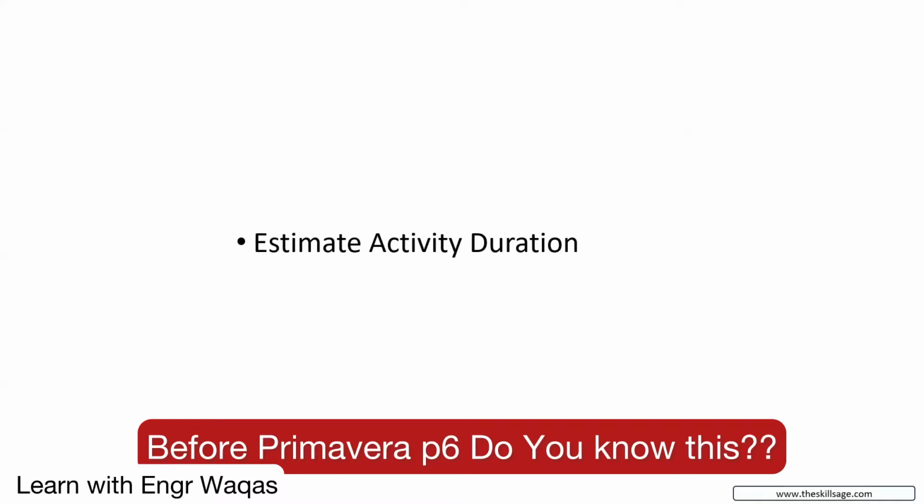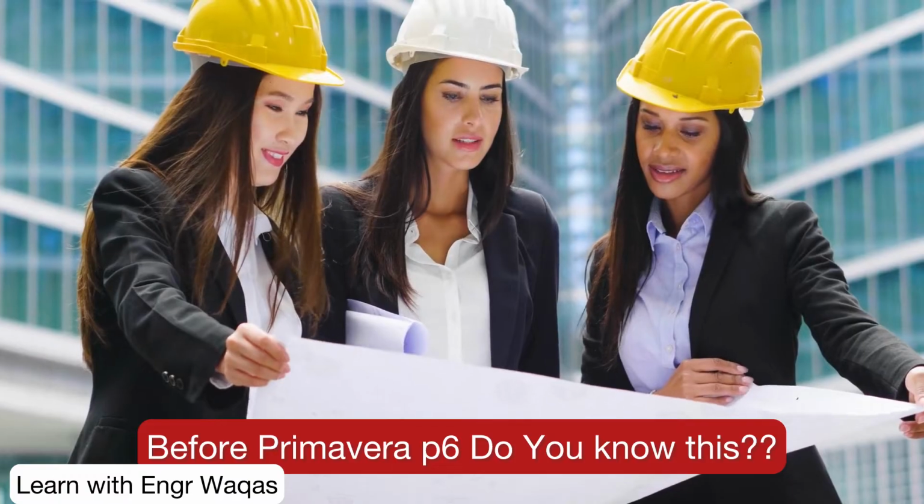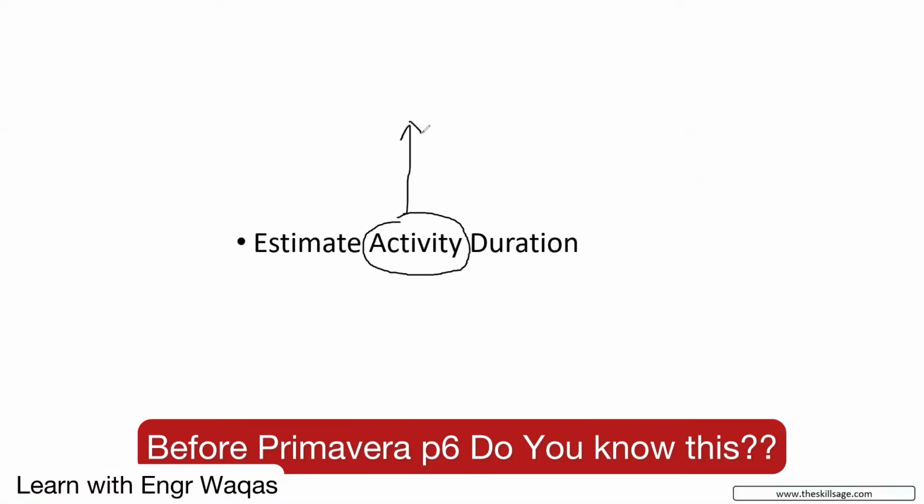Estimate activity duration. How to do that? Activity is the project's lowest level. At this level, you are going to define a certain amount of work, a task, okay? Because all these activities are task dependent. There is a certain amount of work to do.